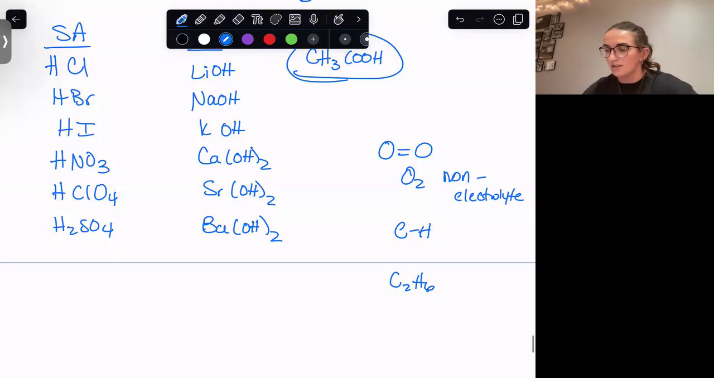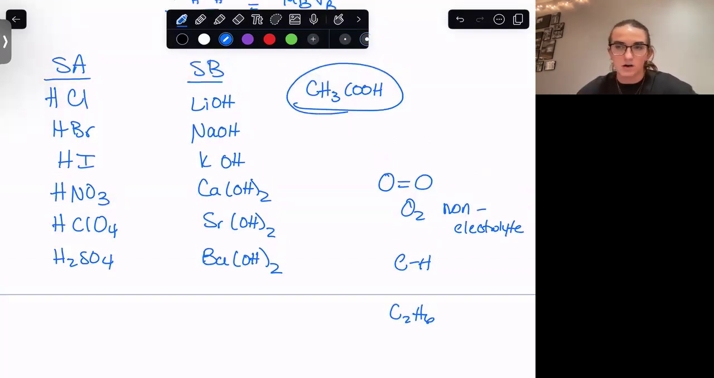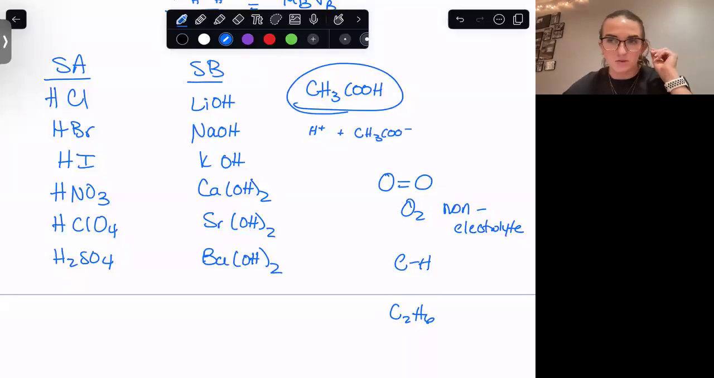But something like acetic acid, CH3COOH, is a weak acid, which means it partially dissociates. So there are some H+ ions in solution and some CH3COO- ions, right? Like a little bit of H+ and CH3COO-. And so that means it's a weak electrolyte.